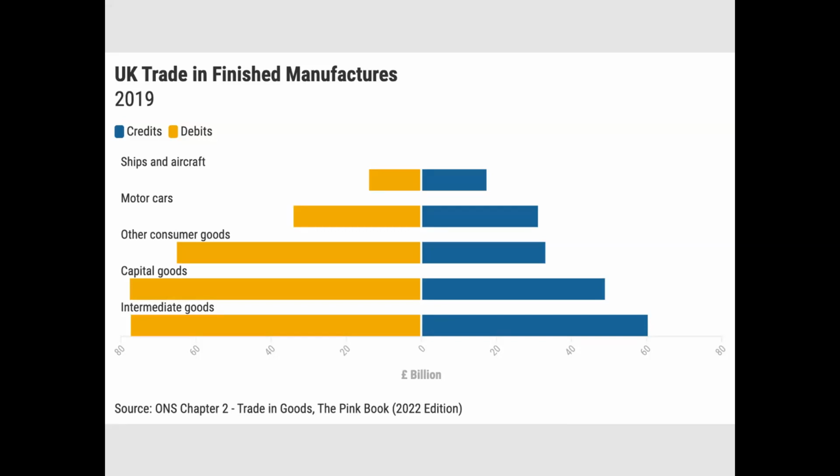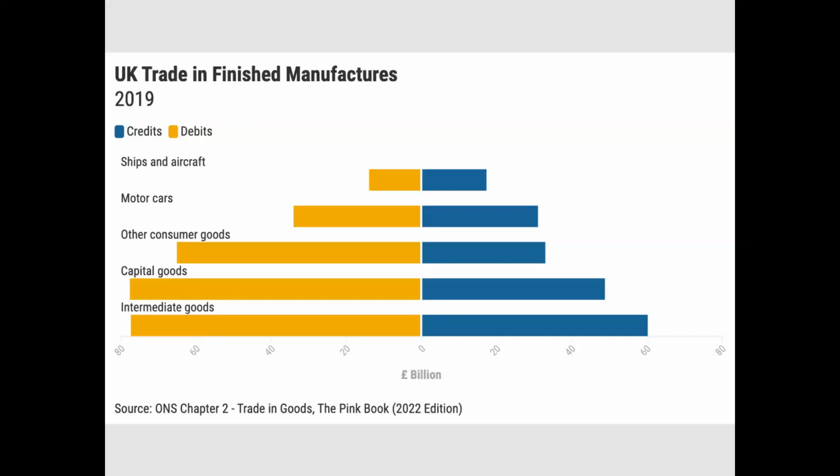Roughly balanced trade. The other 3 bars have got the rest of goods broken up into consumer goods: iPhones, washing machines; capital goods, big bits of kit like industrial boilers or railway locomotives; and intermediate goods, the goods that enter into the production of other goods.